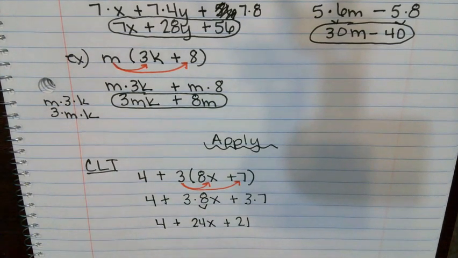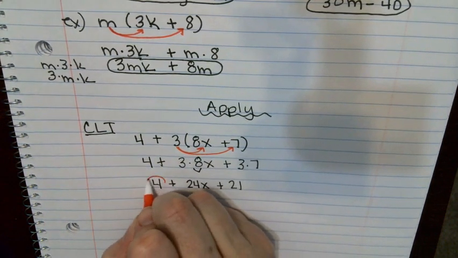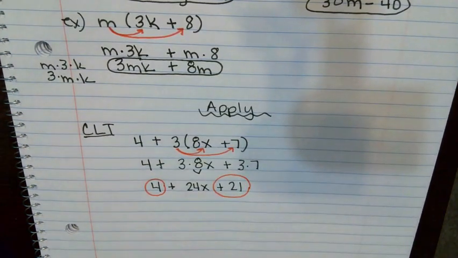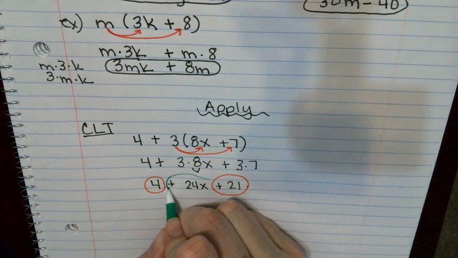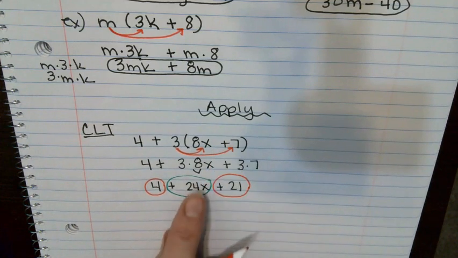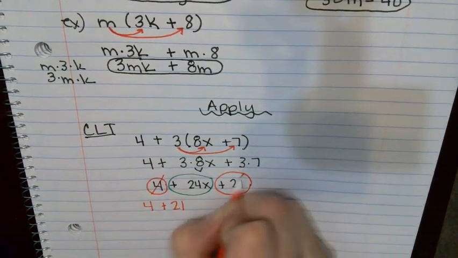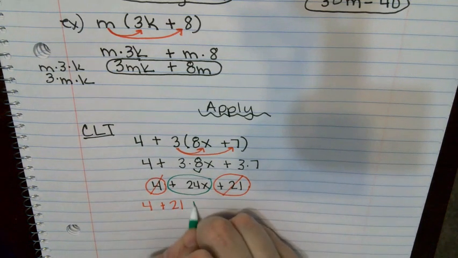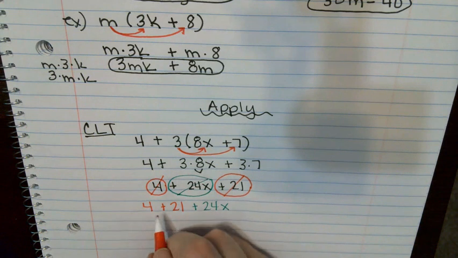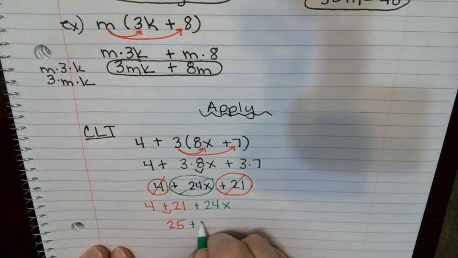Now look, friends, I have terms that I can combine. I have like terms, this one and this one. So I'm going to circle my terms. I have 4. The other like term to 4 is 21. But remember, circle the term, circle the sign that goes with the term. Then I see 24x. And I'm adding it, so don't forget that sign. I'm combining like terms, but first I have to get rid of the parentheses. This is a super challenge. So I have 4, cross it out, plus 21, cross it out, plus 24x, cross it out. All I have left to do is combine 4 and 21, which is 25. Drop down my plus 24x.